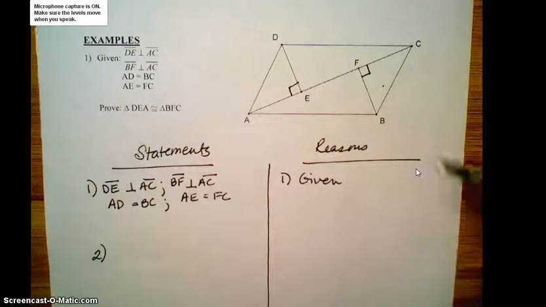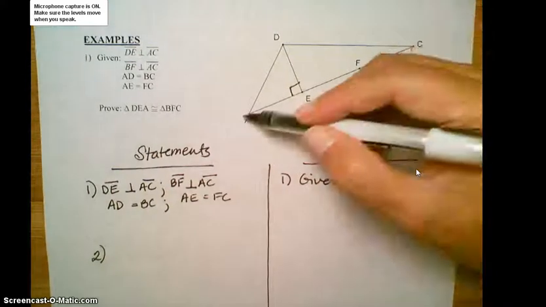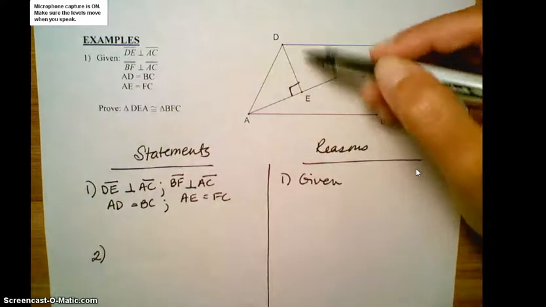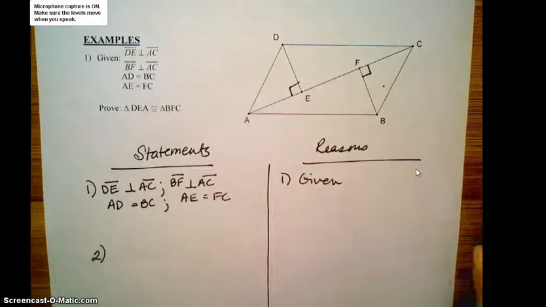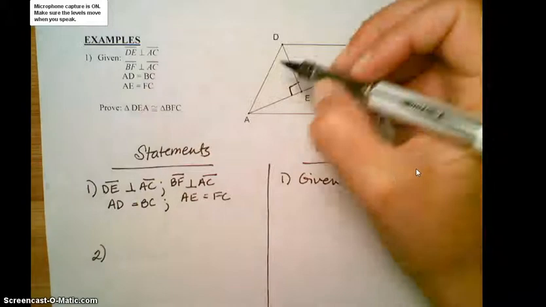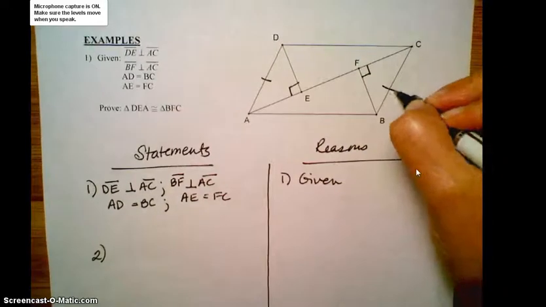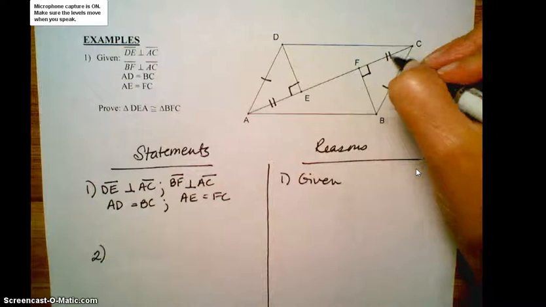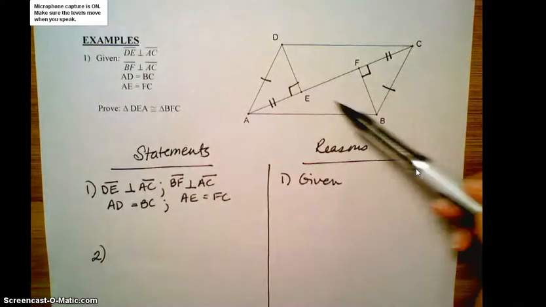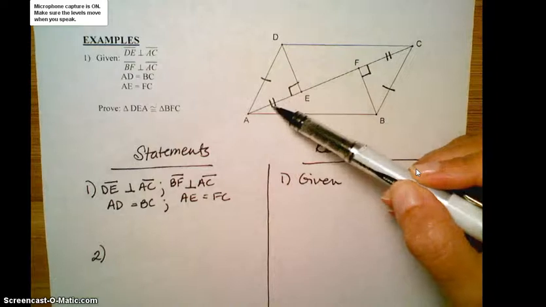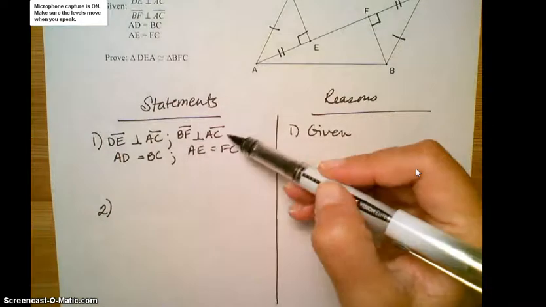Also take note, because both of these segments are perpendicular to the same line, they would be parallel. That might be something you also want to use. So the other givens are that AD is equal to BC and that AE is equal to FC. If you take a look, the markings on the picture very much look like hypotenuse and leg. So the next step in my proof would be to follow this given.